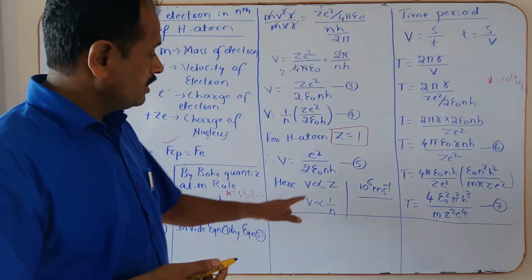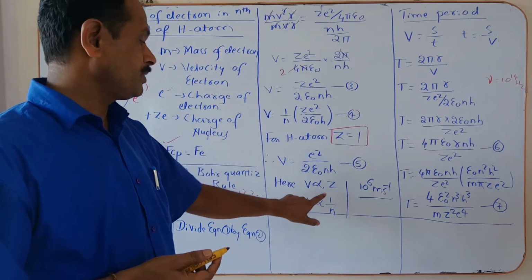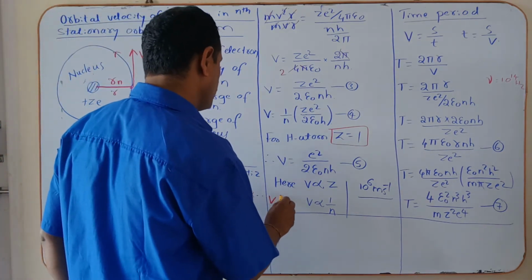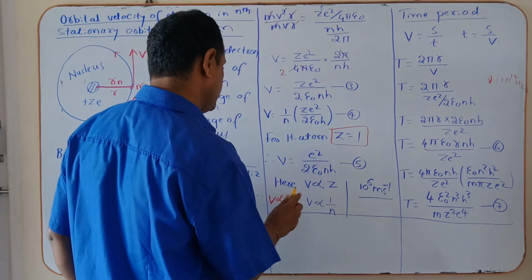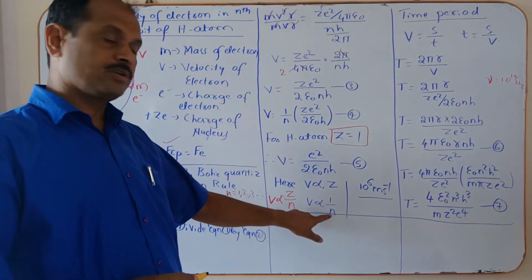Now you see here, V is proportional to Z. In remaining all the constants, V is proportional to Z. V is proportional to Z by N. For the hydrogen atom, V is inversely proportional to N.